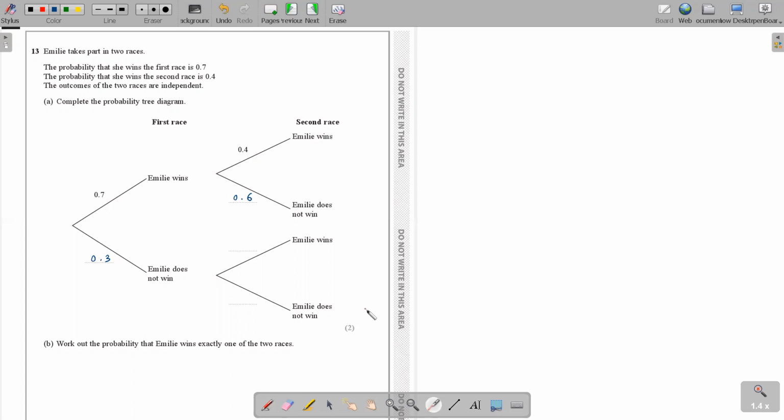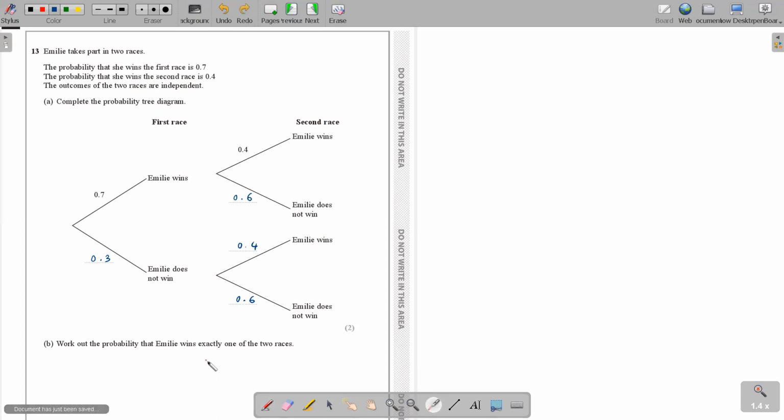Even though you go in the first branch where she's winning the first race and you go to the second race, or she loses the first race and goes to the second race, those are the two options here. Whatever it is, the probability of winning the second race is 0.4, because this is for the second race. So losing it is 0.6. Okay, so this is the outcome for the first race and for the second race.